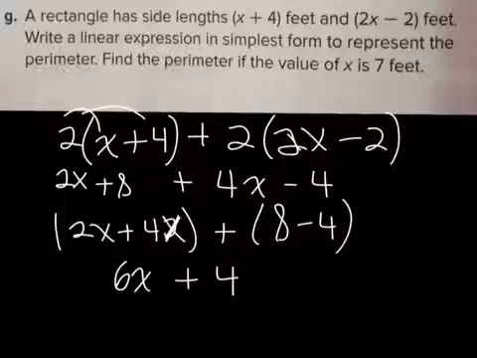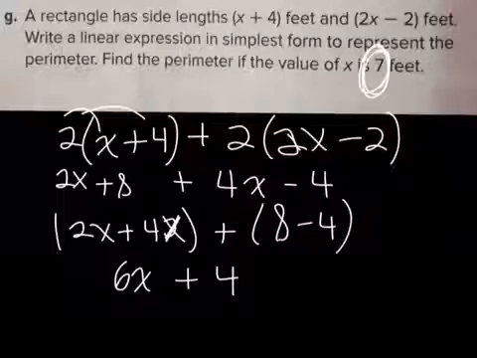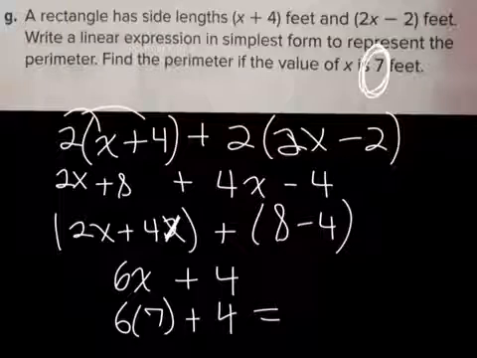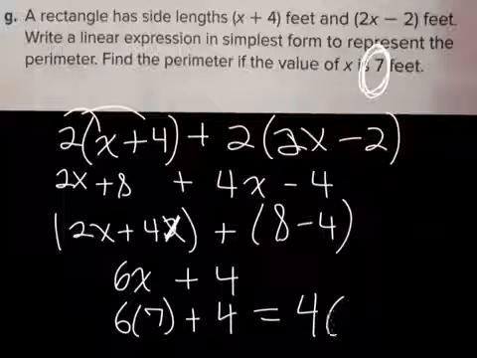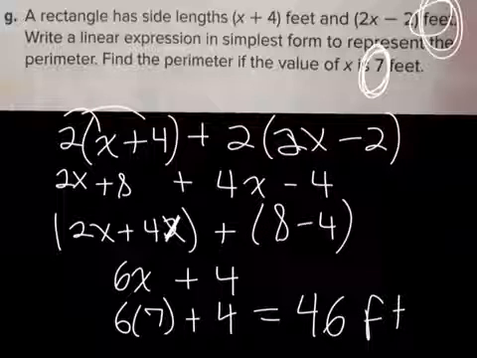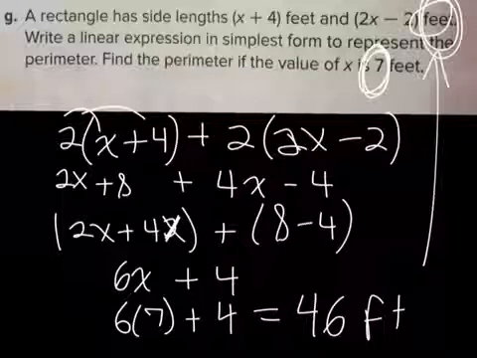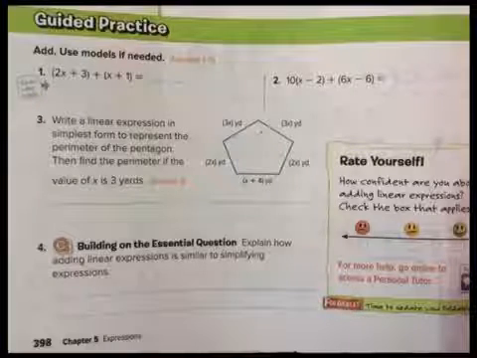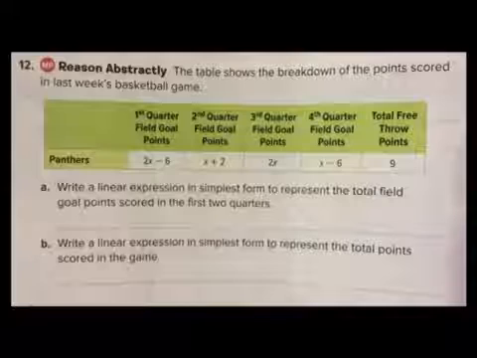And now we were told that x is 7, so let's replace it. 6 times 7 plus 4 equals 6 times 7 is 42, plus 4 is 46. Therefore, it's 46 feet, right? We're working with feet, as you can see right up there. And that's it.